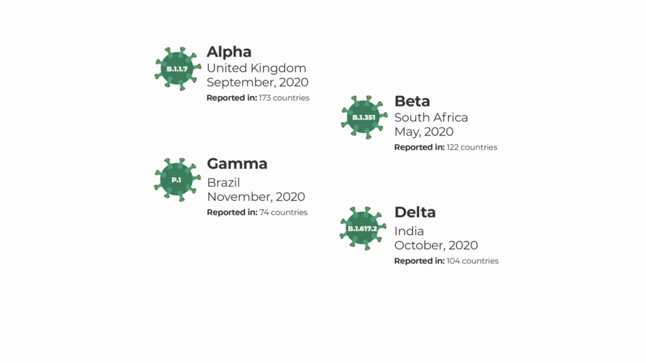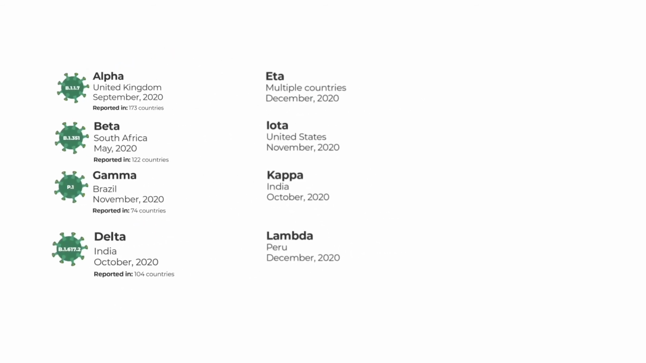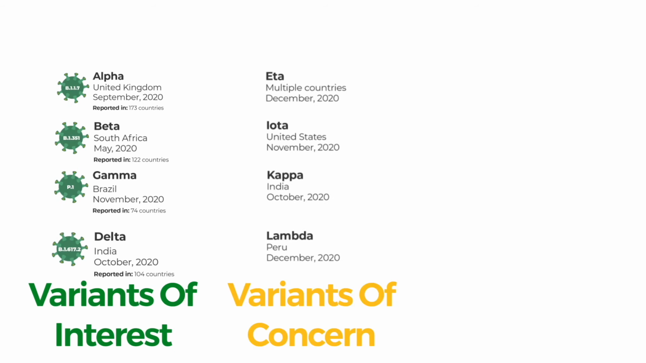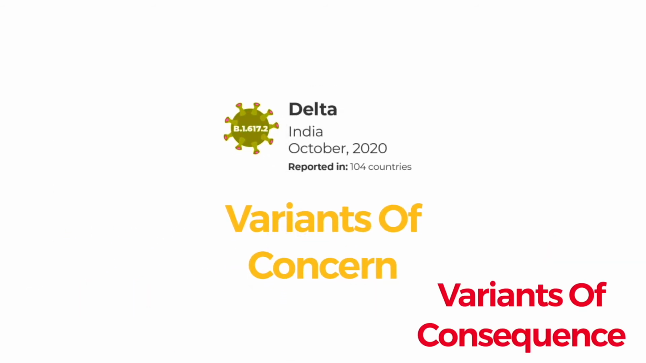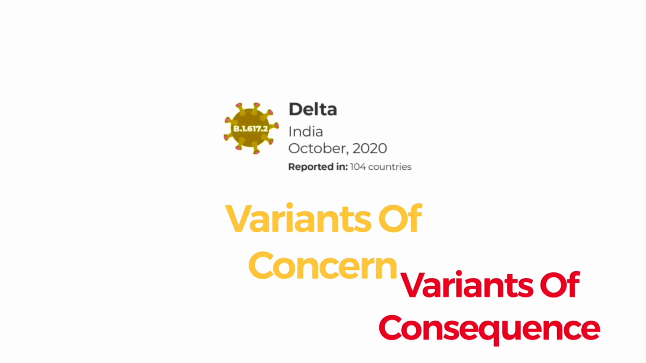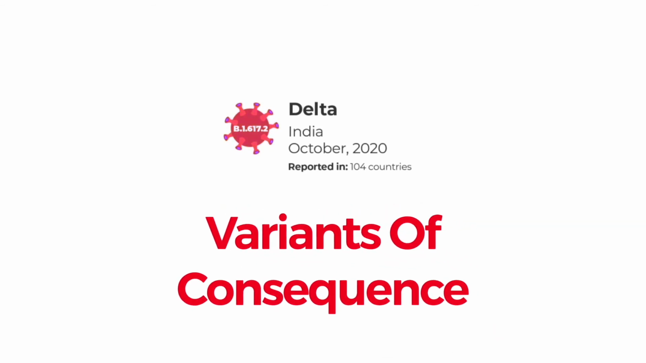They are all named in groups with the Greek alphabet: alpha, beta, gamma, delta, and others. Science categorizes them by threat level: variants of interest, variants of concern, and variants of consequences. The current Delta variant is a variant of concern, predicted to be a variant of consequences soon.